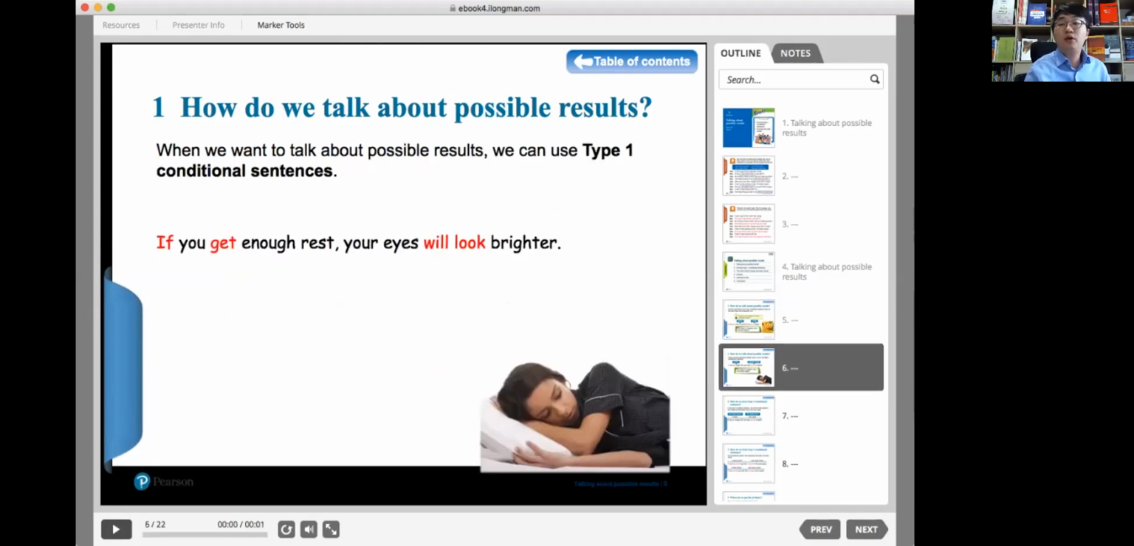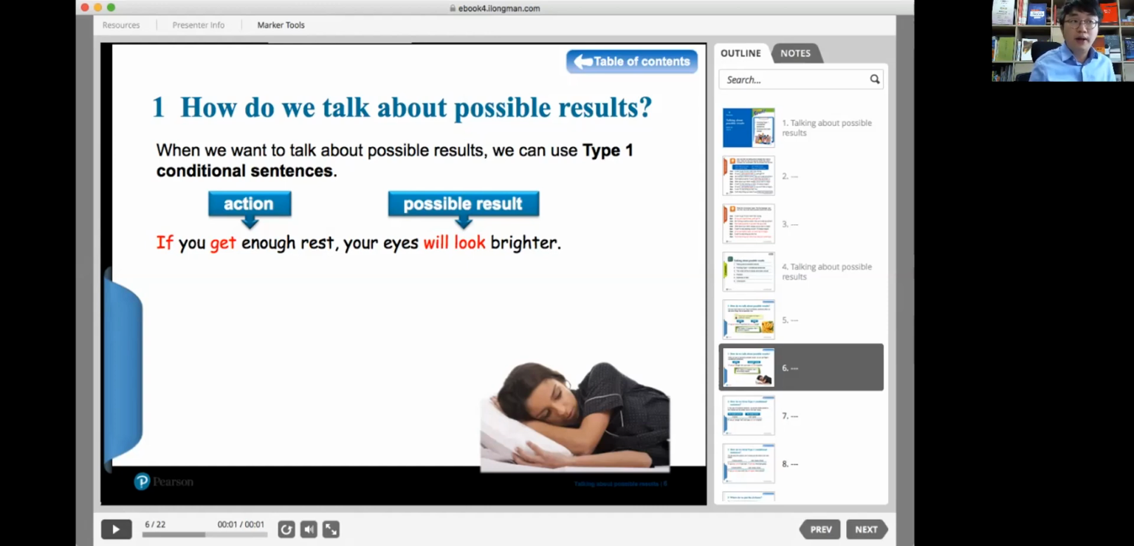So what about type 1 conditional sentences? I just mentioned, like this one. If you get enough rest, your eyes will look brighter. This result is only possible, not a must, unlike the result in the type 0 conditional sentence. That is a must, but this one is not a must. Maybe if you get enough rest, your eyes will still not be that bright.